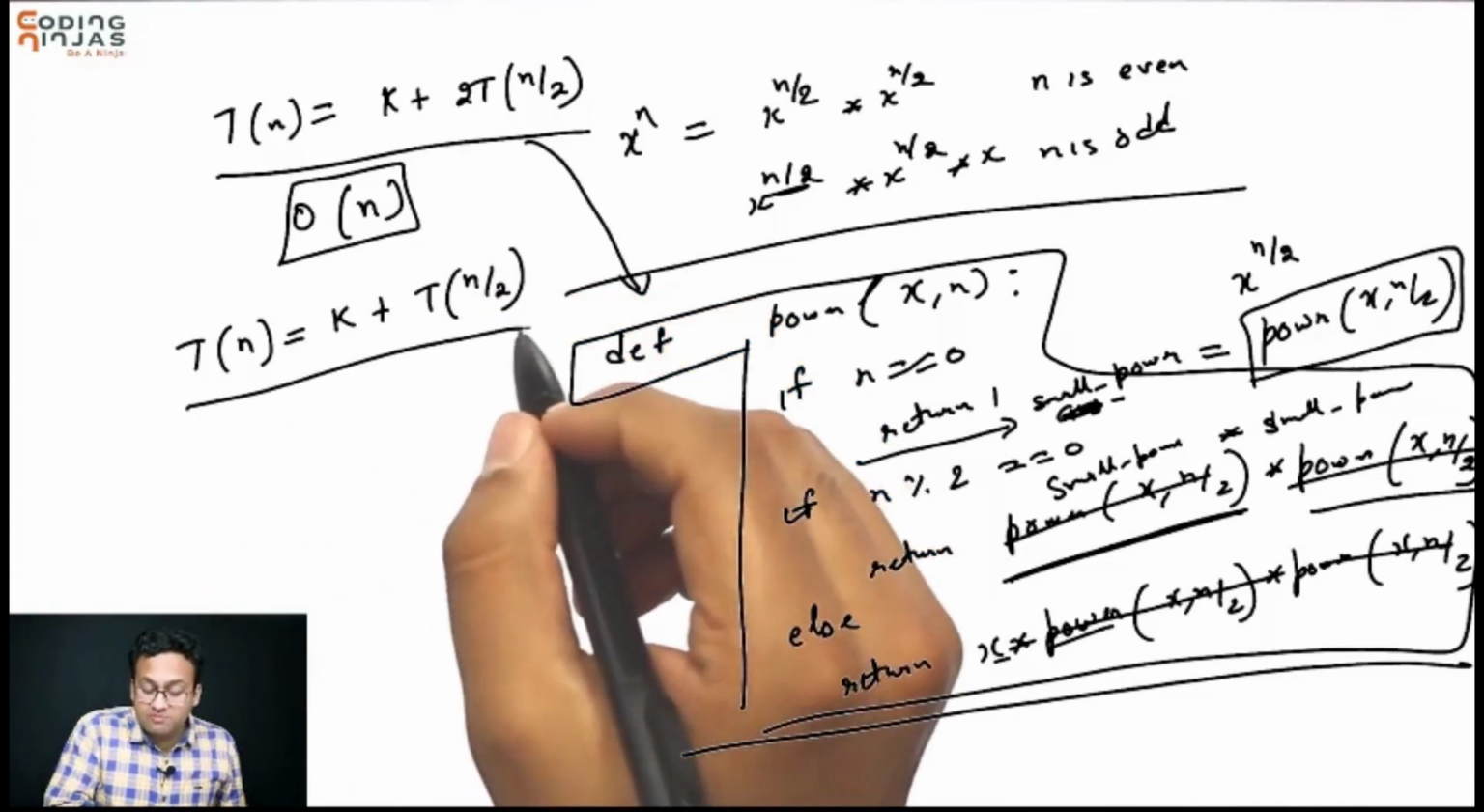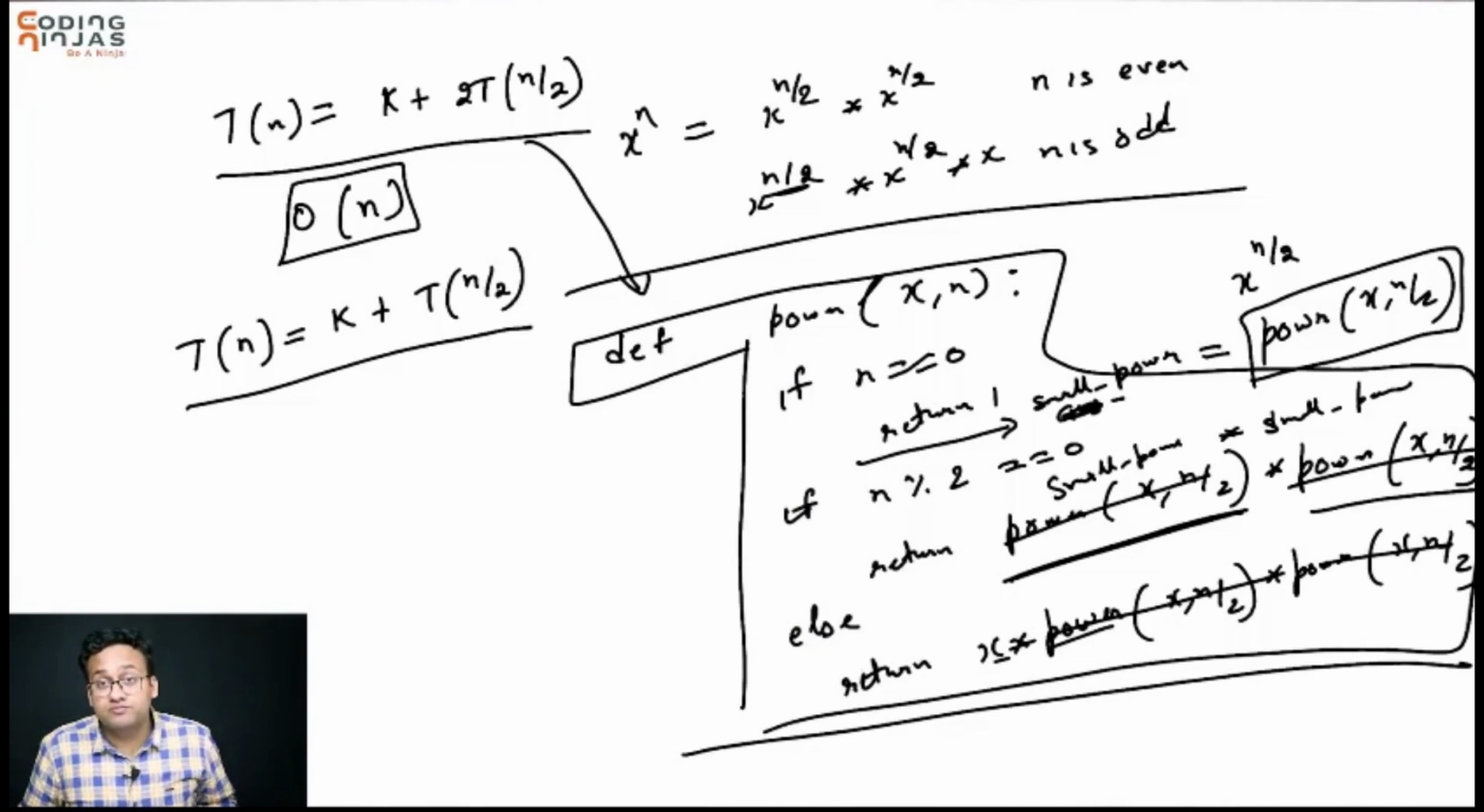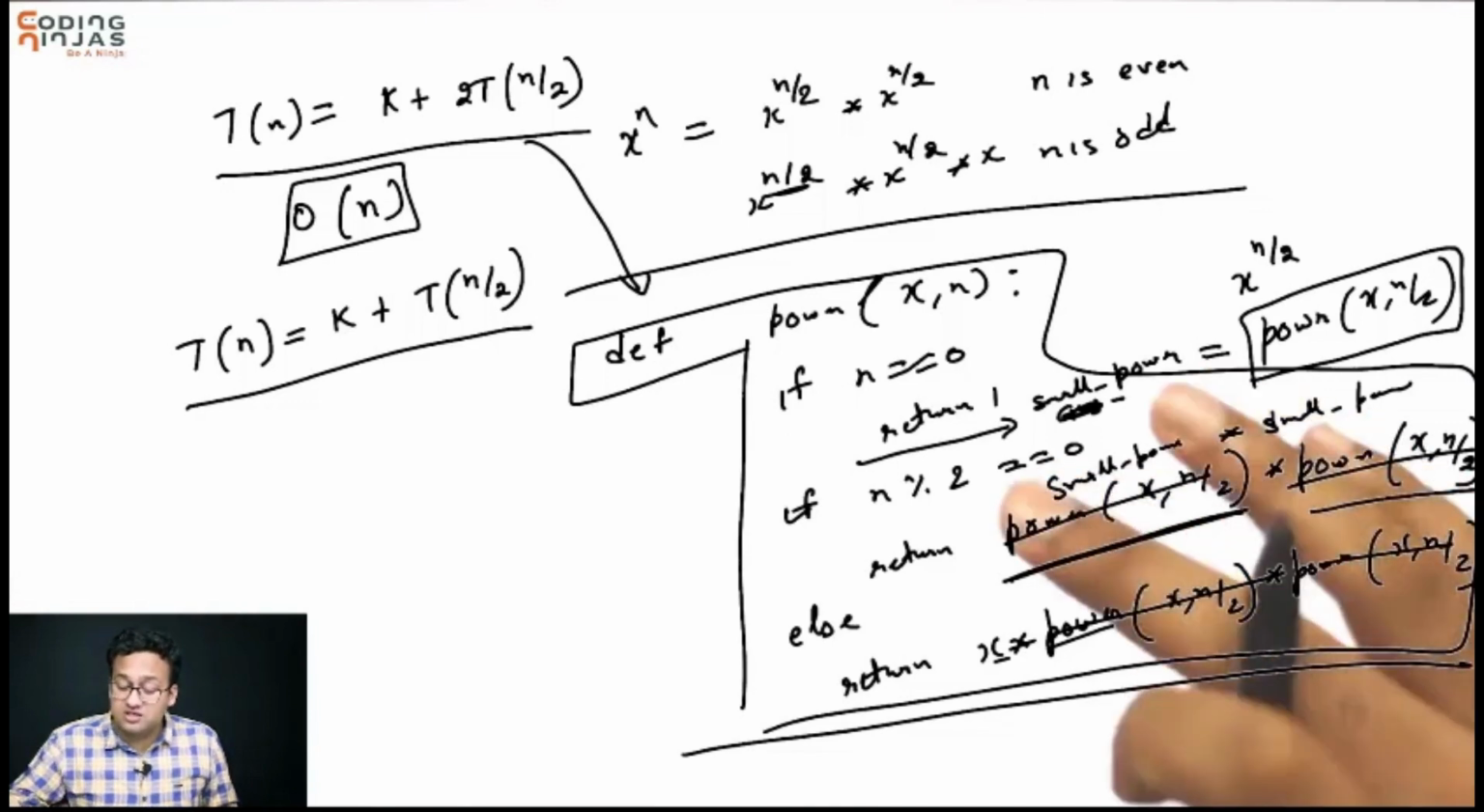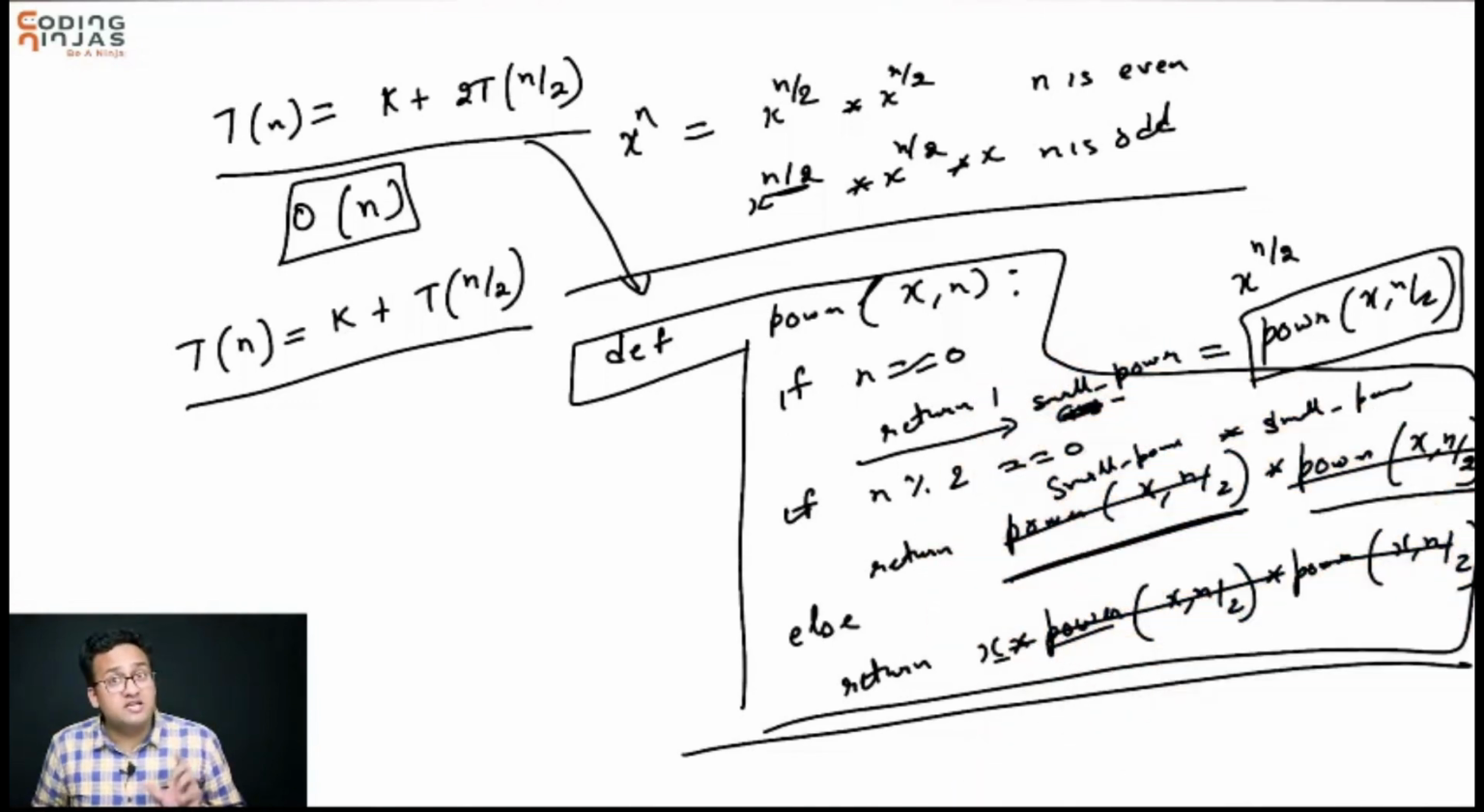T(n) is equal to k plus T(n/2). You should have seen this recurrence relation already while you were trying to find the time complexity of binary search, right? This code is very similar to binary search in the sense that I am doing some constant work and then I am making a call on a half-sized problem. That's exactly what binary search did. So it will have exactly the same time complexity and space complexity as binary search.